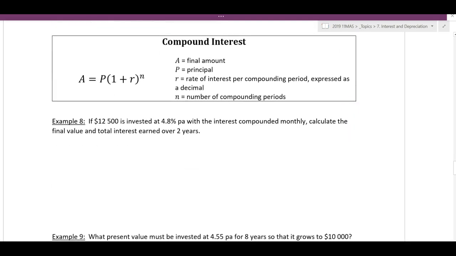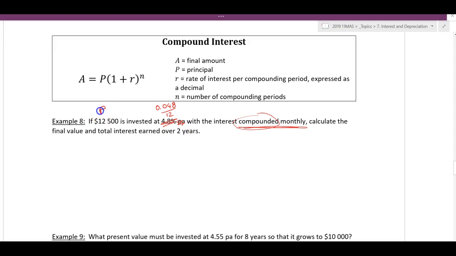So let's jump into an example now. I have $12,500 invested at 4.8% per annum. Interest compounded monthly. Compounded tells me I've got to use the compound interest formula, not simple interest. And monthly means that I need an interest rate per month, and I need to know how many months it's invested for. So 4.8% is going to be 0.048 over 12. I'm going to write that in straight away, so that it reminds me not to skip past it.